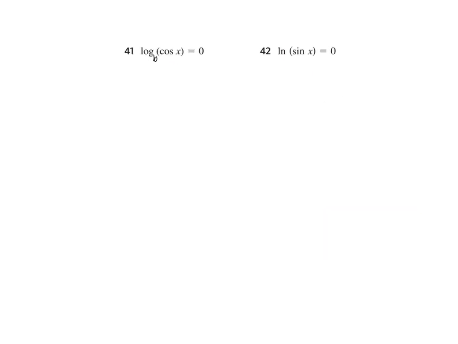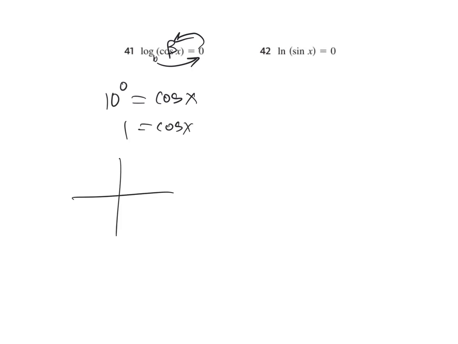41, log base 10 again, that's beta. Oh, so we got to change it back. So that'd be 10 to the 0 equals the cosine of x. Remember, counterclockwise circle. So where does the cosine of x equal 1? Positive 1, which is right here, every 2 pi. So this is just 2 pi n. That's your answer for 41.